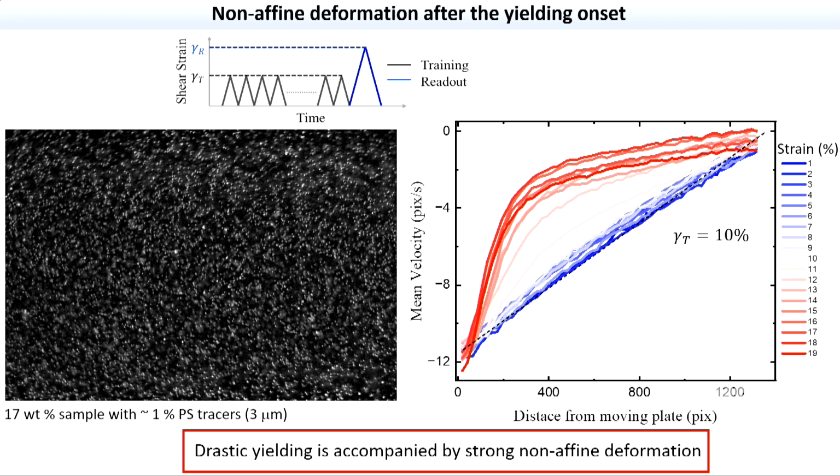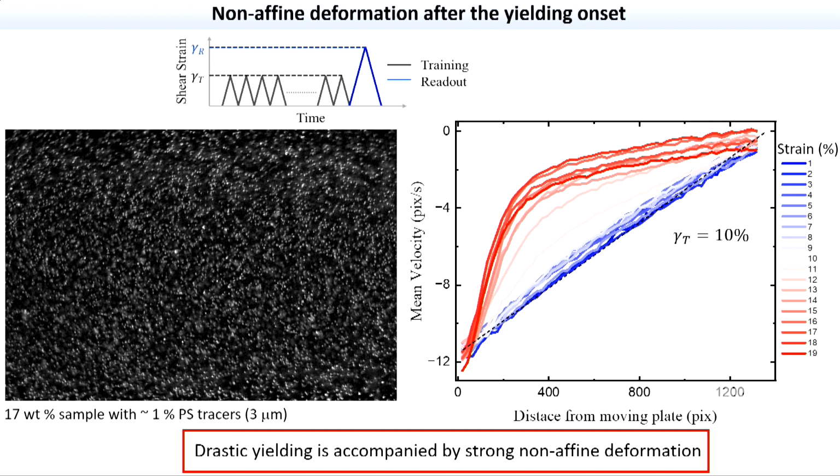What I'd like to point out is that this sample is trained with 10% training amplitude. For these velocity profiles, we have a high-speed camera and take frames at a very high rate. Each of these colors shows the velocity plotted as a function of distance from the moving plate, for 1% strain, 2%, and so on. As the plate moves with constant velocity, you develop strain in the system, and we are plotting the velocity profiles at increasing strain.